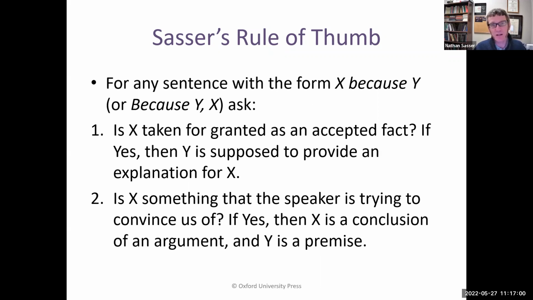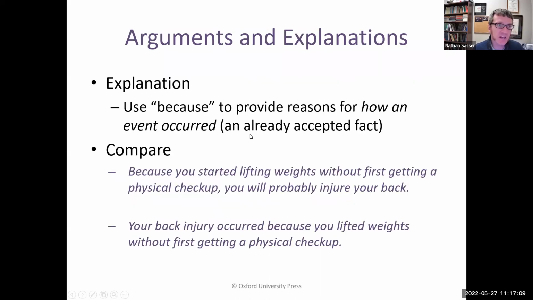That sounds kind of abstract, but this is going to make more sense with examples, and then you can go back to my rule and it'll help you more, okay? So in an explanation, the word because is used to provide reasons for how an event occurred, and it's already an accepted fact that the event did occur. Now, look at this first example. Because you started lifting weights without first getting a physical checkup, you will probably injure your back.